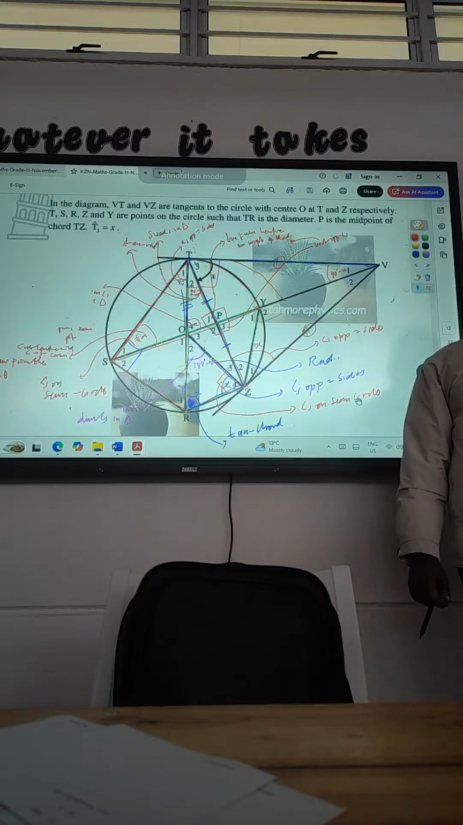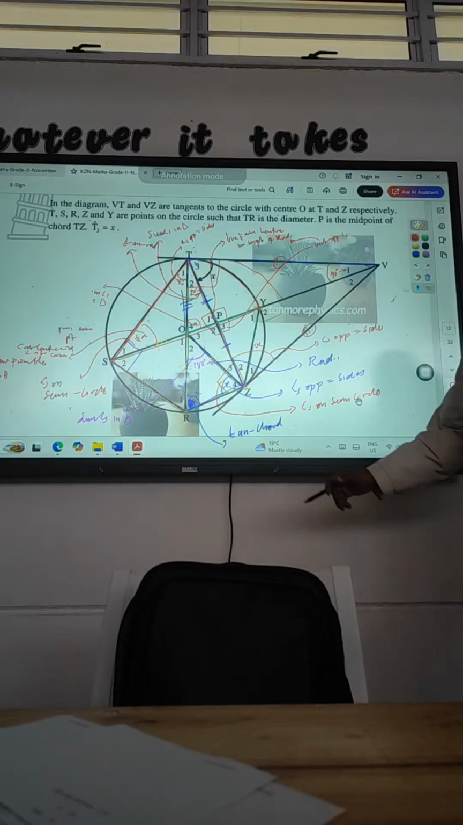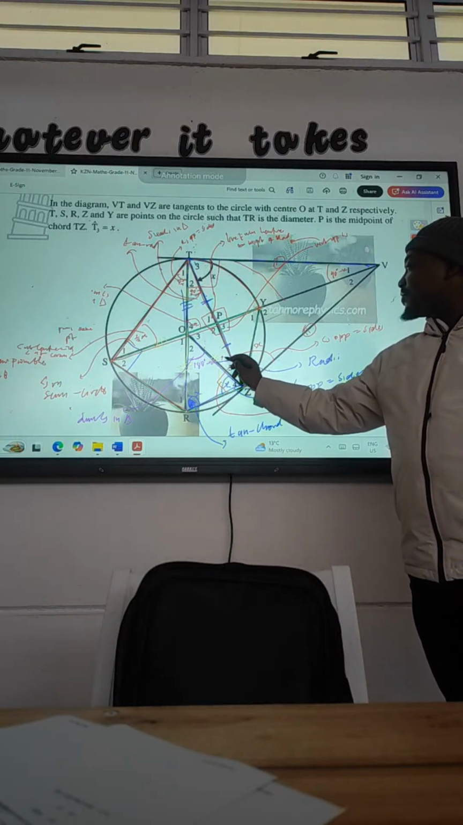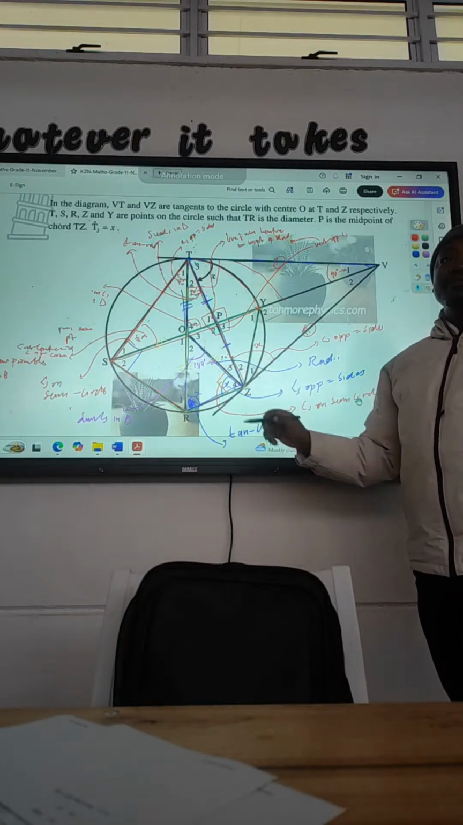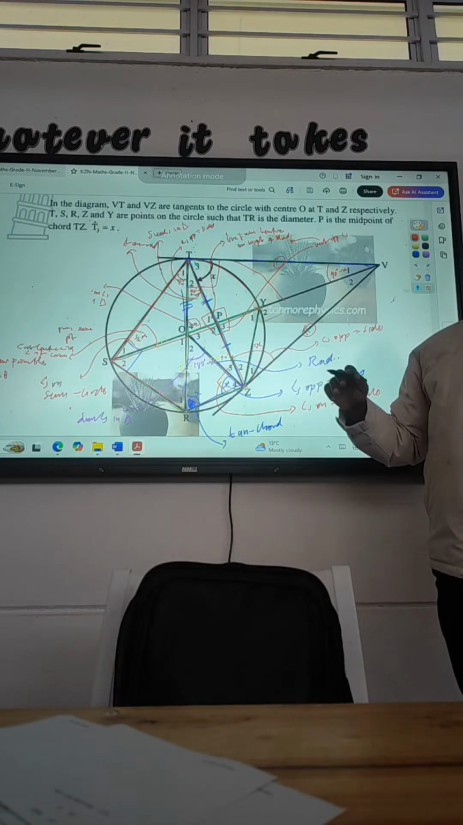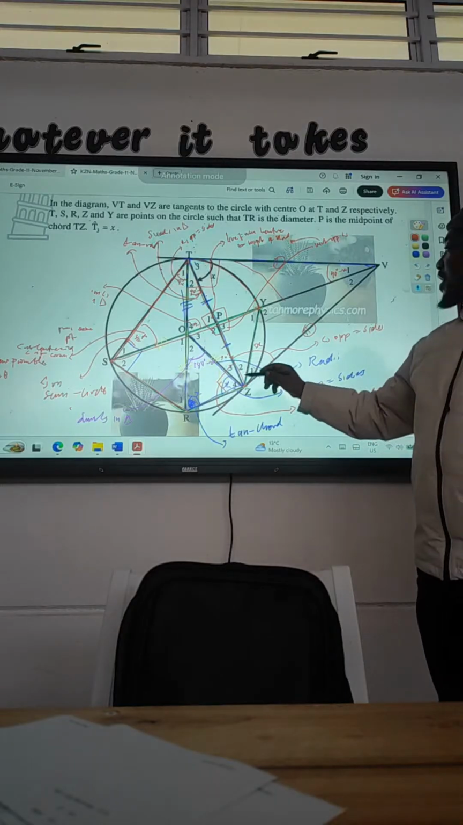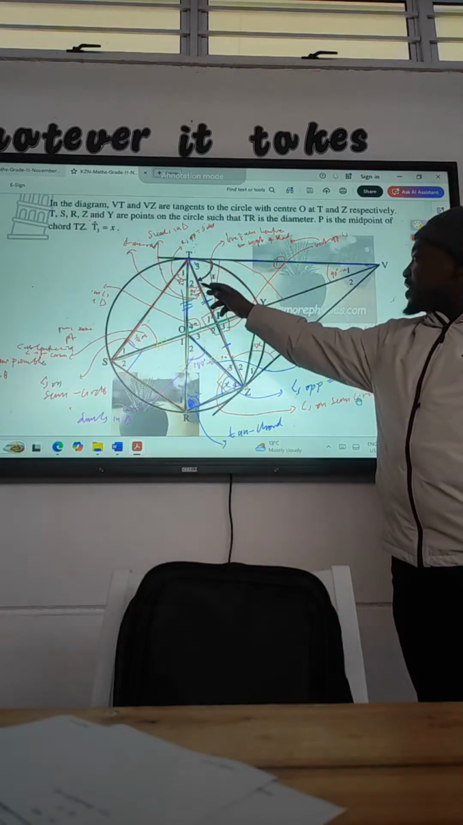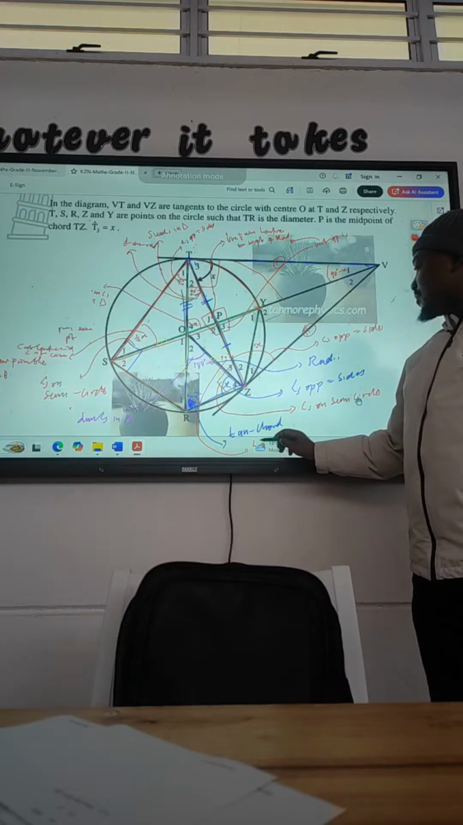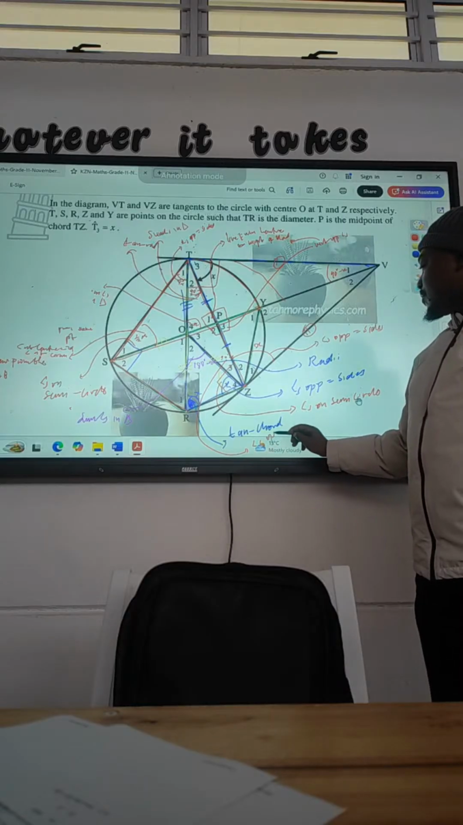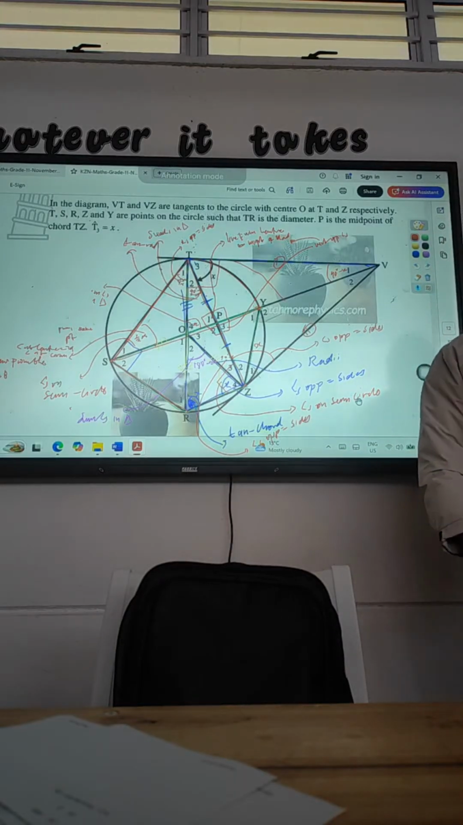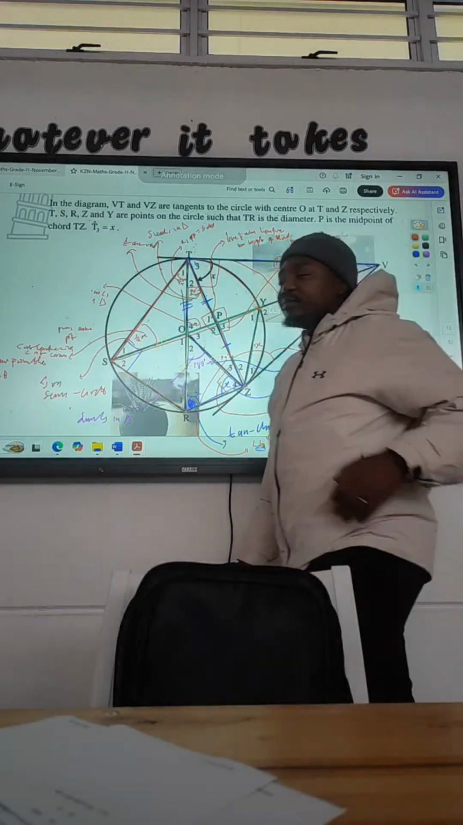Z3. Z3 is also 90 minus x. Y. It is angles opposite equal sides, because this is equal to that, this is equal to that. We run out of space.